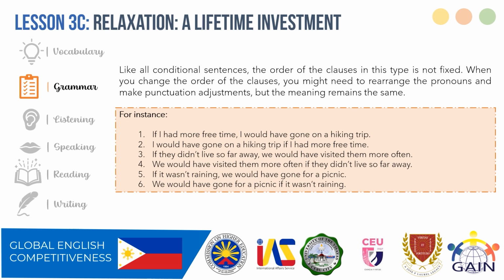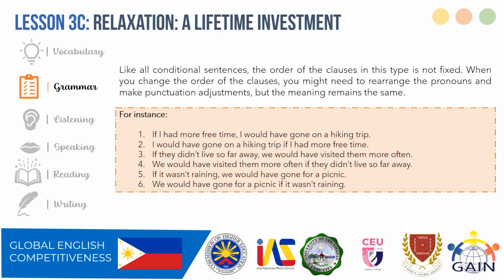Again, like all conditional sentences, the order of the clauses in this type is not fixed. When you change the order of the clauses, you might need to rearrange the pronouns and make punctuation adjustments, but the meaning remains the same. For example, in number 1 and 2, if I had more free time, I would have gone on a hiking trip. Here we started with the if clause. In the second example, I would have gone on a hiking trip if I had more free time. We just dropped the comma and then we started with the main clause. But the meaning still remains the same.